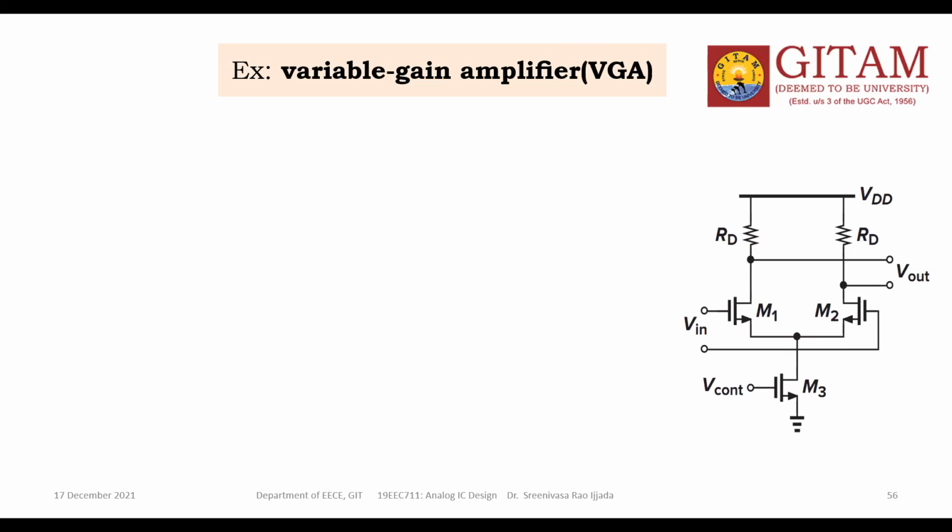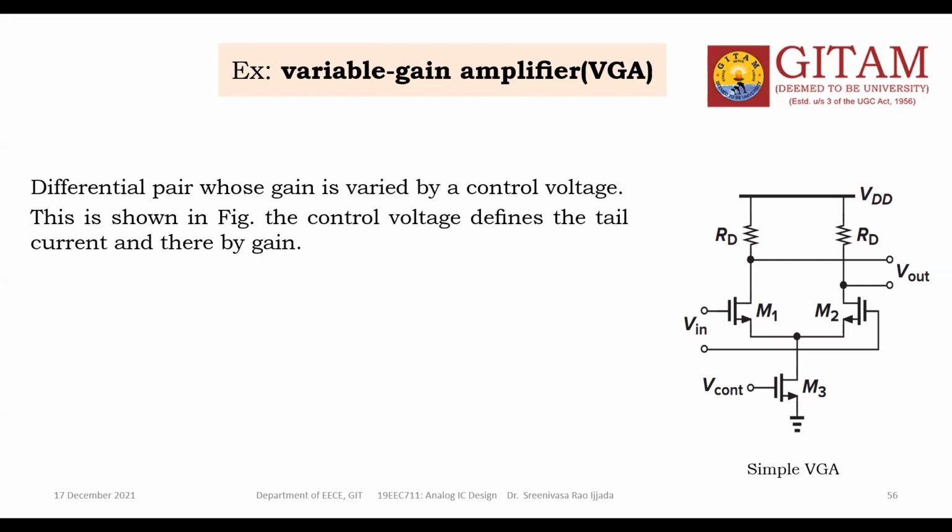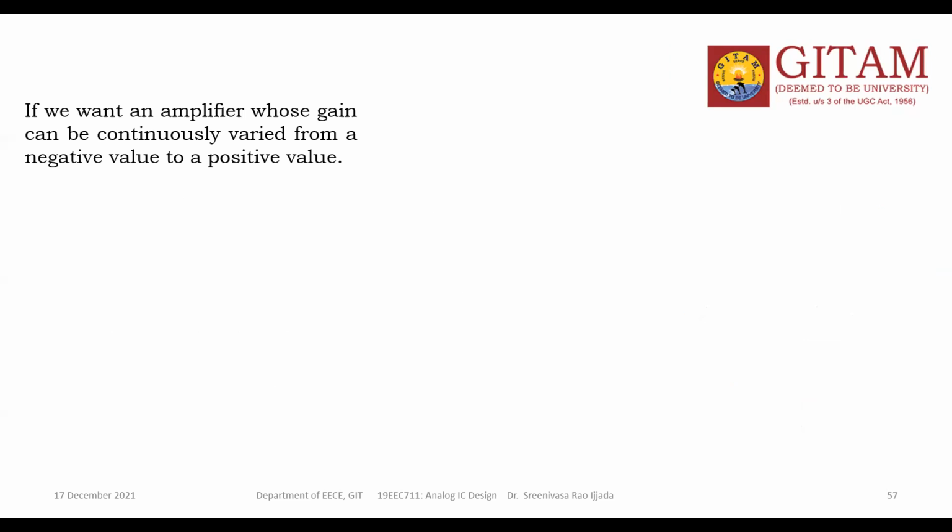Because the basic gain formula is gm into RD. The gm is the transconductance, which is nothing but how efficiently the transistor converts the voltage into the current. Clear? This is what we already discussed.